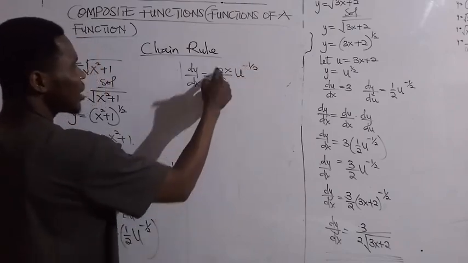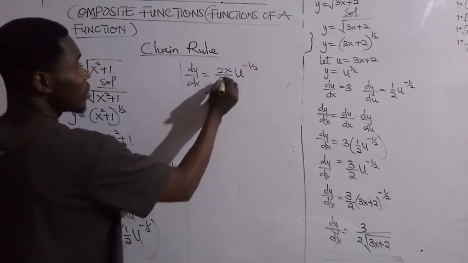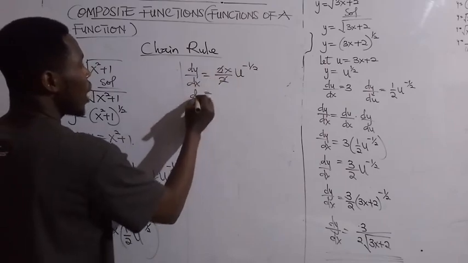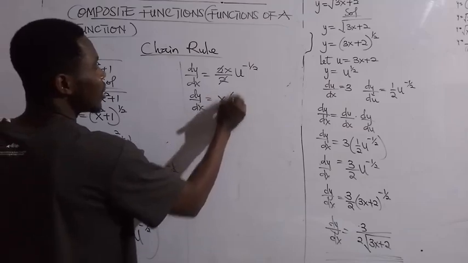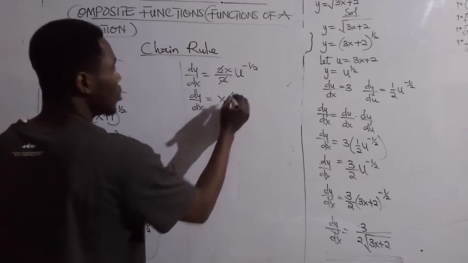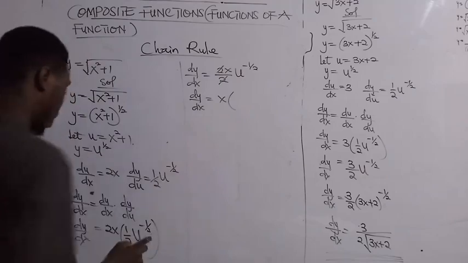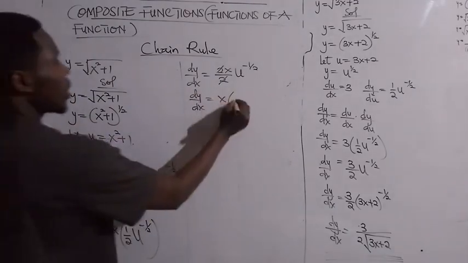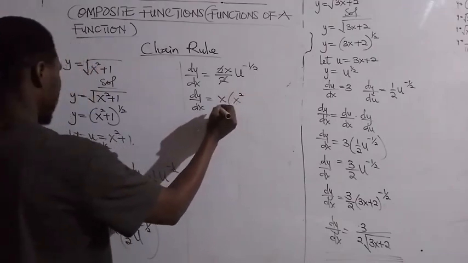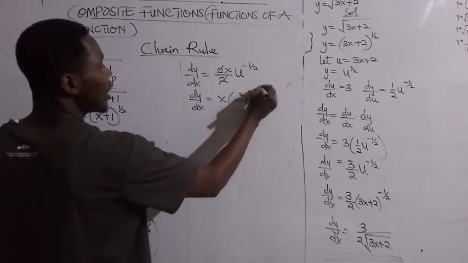And you can see that this and this can cancel. So this and this will go. So dy over dx is equal to x times u. We know that our u is x squared plus 1 negative 1 over 2.